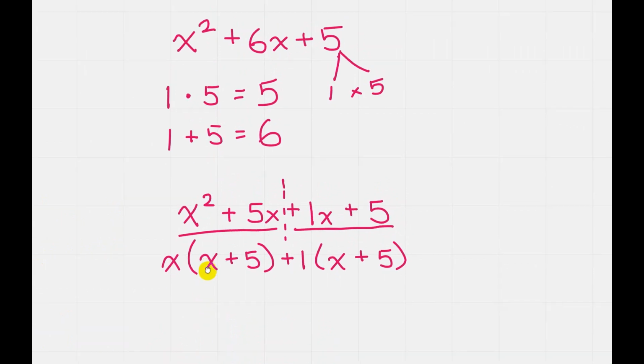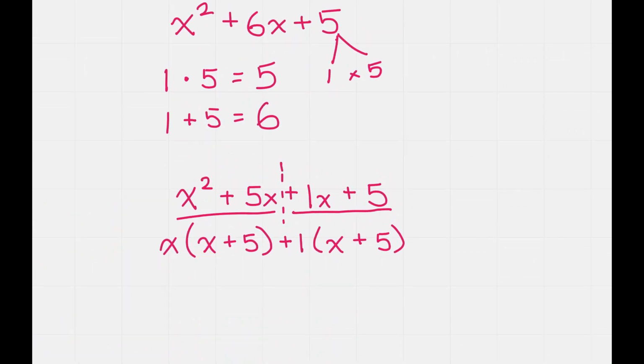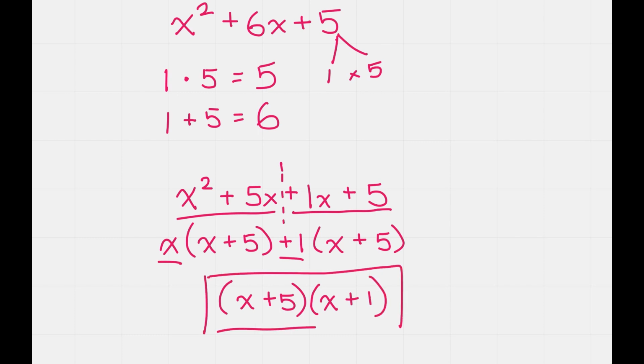So in our first bracket, we're going to put whatever is inside one of those two brackets above, which is just x plus 5. And in our second bracket, we're going to put the GCF that we pulled out of the expression, which is x plus 1. And that is our final answer. X plus 5 times x plus 1 is equal to x squared plus 6x plus 5.